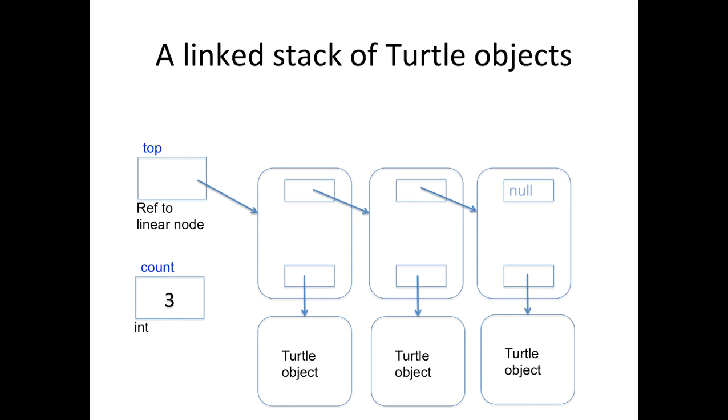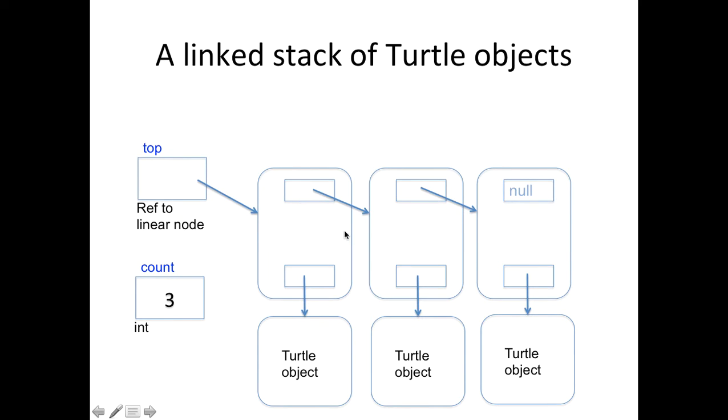So here's a picture of a linked stack of turtle objects. What we are going to need to do is keep track of a reference to one of our linear nodes, and this is going to be our top variable. This is going to always point at the element that's at the top of the stack. So here top points to our linear node, and the linear node contains an element reference that points to the turtle object. So this is the turtle at the top of the stack.